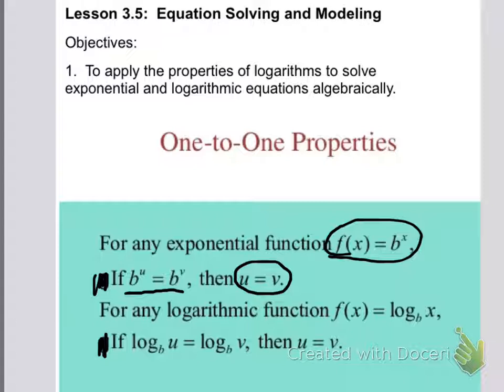Same thing for a log function. For any logarithmic function, f of x equals log base b of x, if the log base b of u equals log base b of v, then again u is equal to v, because again we have base b. The bases are the same. So that's really what we're looking for in these situations.